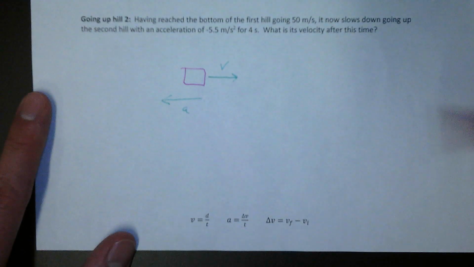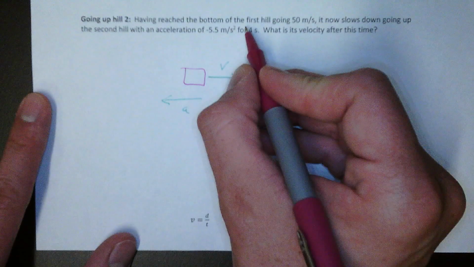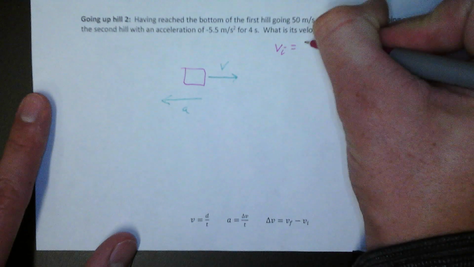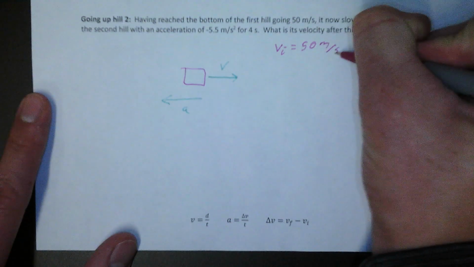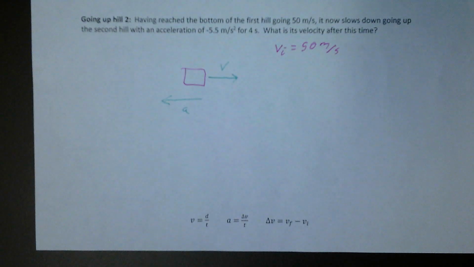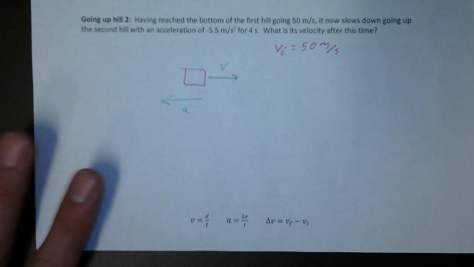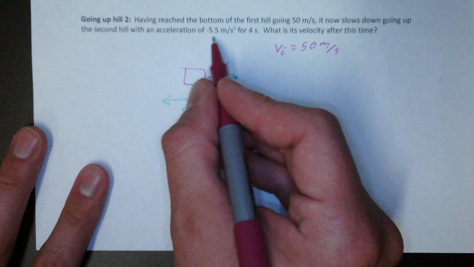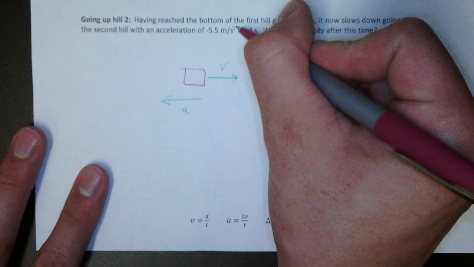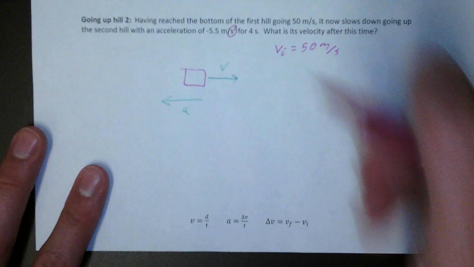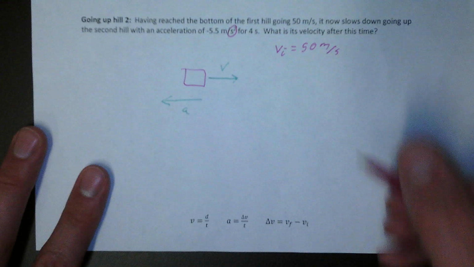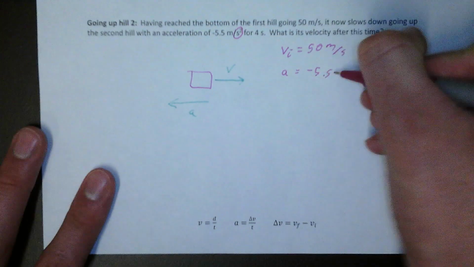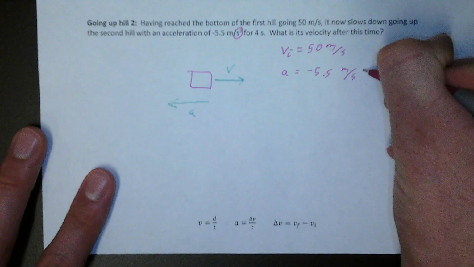So then knowns and unknowns, it gives me its first going 50. That tells me V initial. What am I doing at the beginning? I'm going 50 meters per second. Okay, so I got that taken care of. What else? Slows down with an acceleration negative 5.5 meters per second squared. There's that second squared. That's helped to give away that it's acceleration. So A equals negative 5.5 meters per second squared.